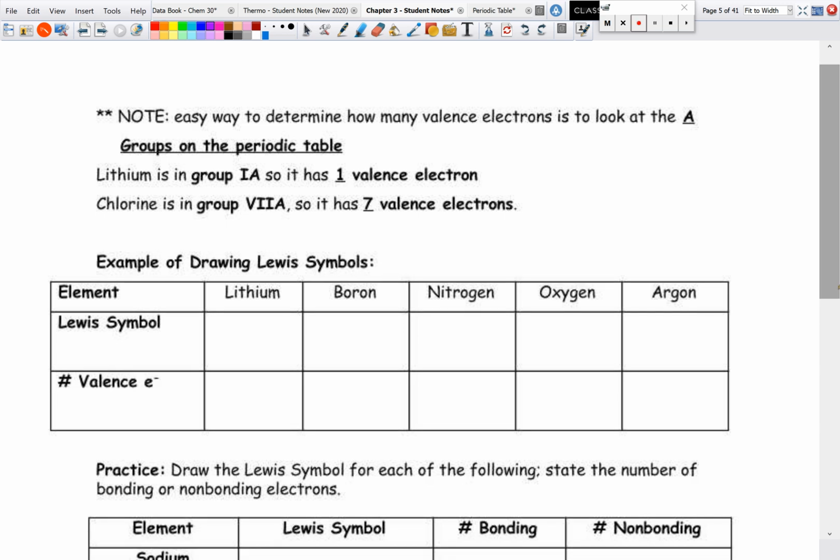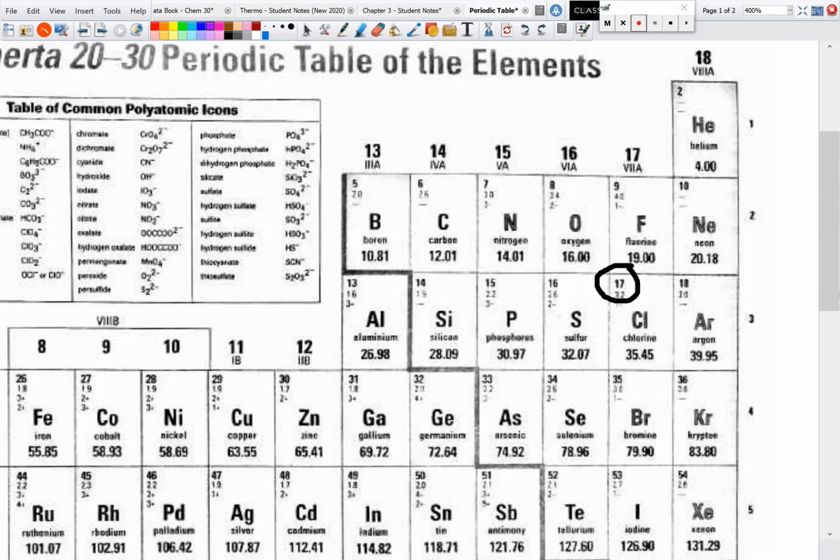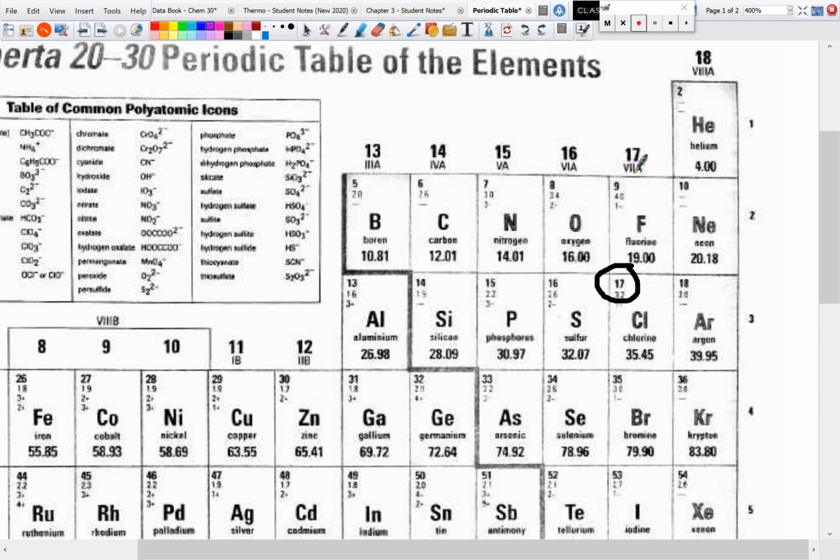So, an easy way to determine how many valence electrons there are, look at only the A groups. So, for example, lithium is group 1A, so it has 1 valence electron. Chlorine, I know it's group 17, but look below the 17, it's group 7A, so it has 7 valence electrons, right? So that means you have to look not here, but here. What number is attached to the A? It's not going to work for the B's, so do not try to do it for the B elements, all right? That's a completely different thing.